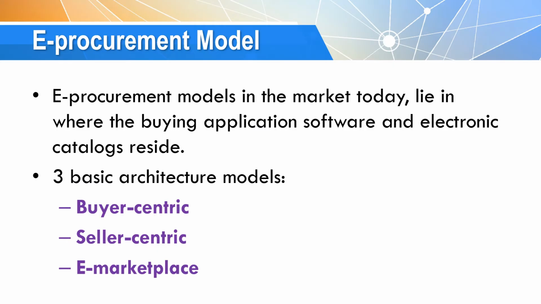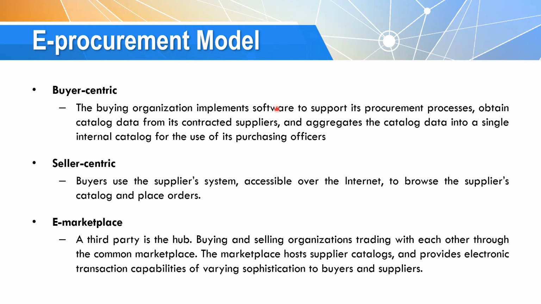So there are three basic architecture or models in e-procurement. Okay, so first is buyer-centric, seller-centric, and e-marketplace. So buyer-centric is where the buying organization implements software to support its procurement processes, obtain catalog data from its contracted suppliers, and aggregates the catalog data into a single internal catalog for the use of its purchasing officer.